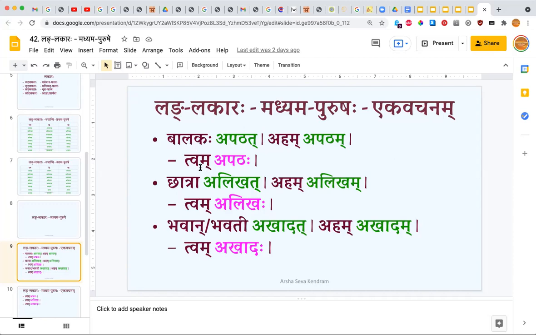You ekavachanam. Chhatra alikhat, the girl student had written. Aham alikham, I had written or I wrote. Tvam alikhaha, you had written or you ekavachana wrote. Bhavan or bhavati akhadat. Aham akhadam and tvam akhadaha.